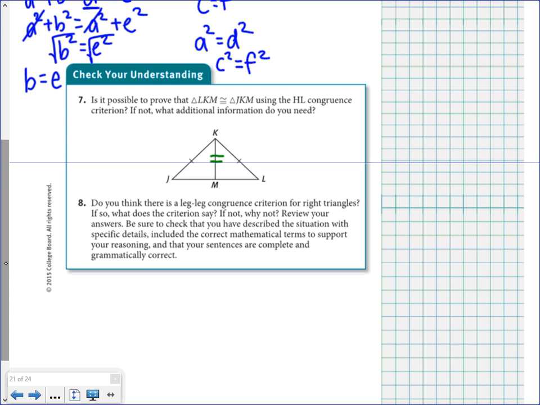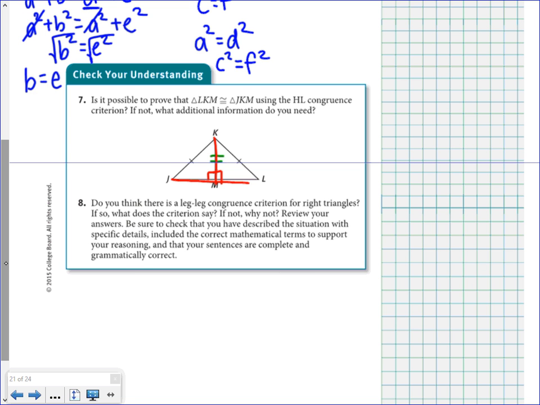If we were wanting to use hypotenuse leg, we would need to know that we have a right angle here, which would mean we'd have a right angle on the other side. We would need to know that these sides are perpendicular, or that one of those angles equaled 90 degrees, something along there. But you can't use hypotenuse leg unless you know you have a right triangle.